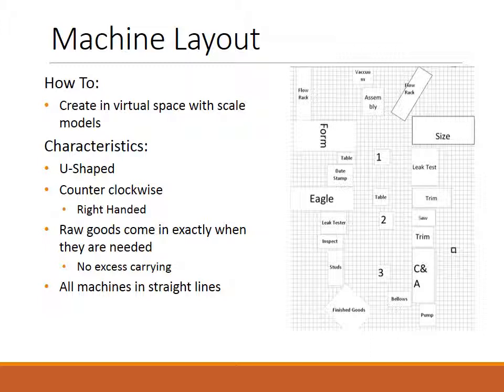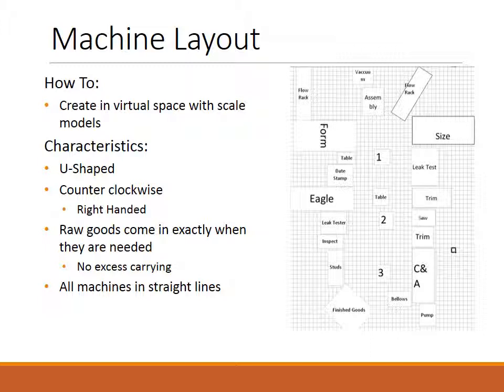So this will allow us to twist our machinery around and place it in places without actually moving it and trying it in real life, because a lot of this machinery weighs several tons. Some of the characteristics of these cells that we try to create: they're U-shaped, they flow counterclockwise, that is, the operators will actually walk counterclockwise. Most of the time this is because most operators are right-handed, so as they walk around the cell, the machine is on their right side, so they don't have to twist as they perform the operation, so it's a little more ergonomic.